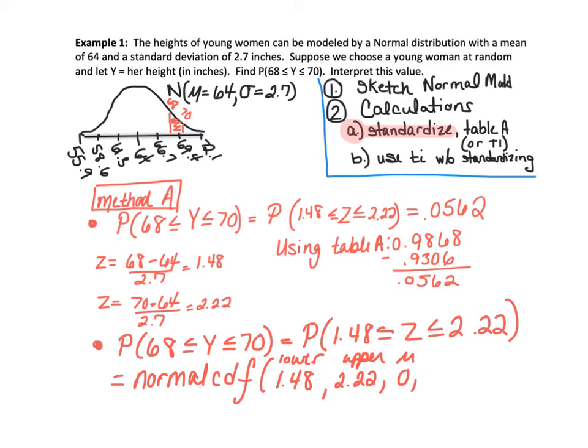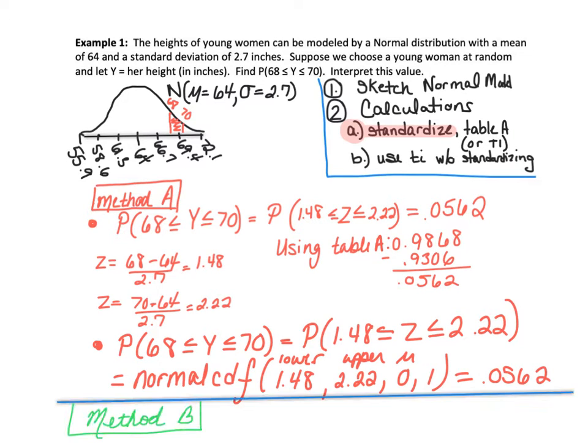Mu is 0 and sigma is 1 because we standardized. Notice that I just entered my z-scores. So go ahead, try that on your calculator, and you'll see you get 0.0562. I also want to remind you that this actually can be done without standardizing. Your calculator has the ability where you don't have to go to the standard normal.